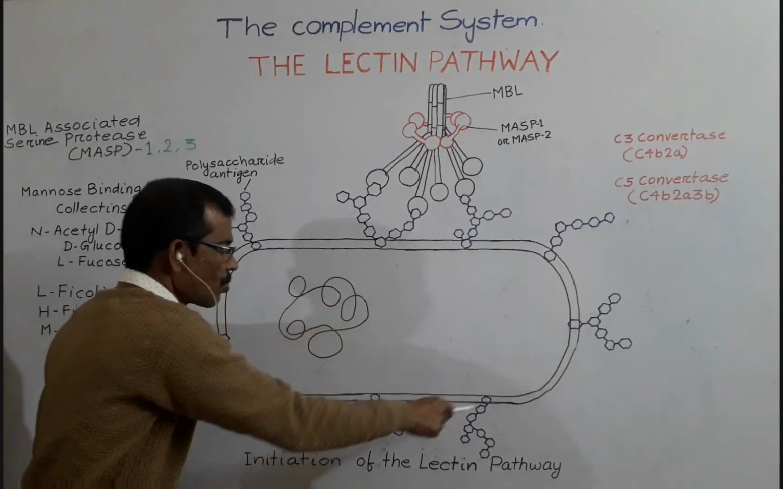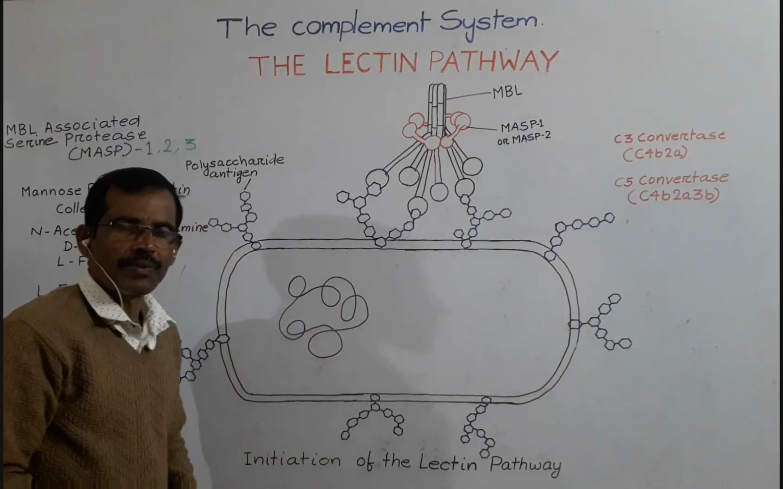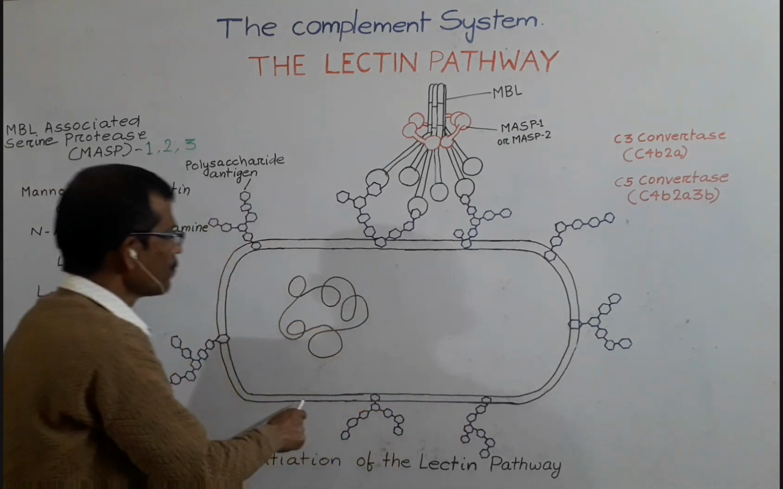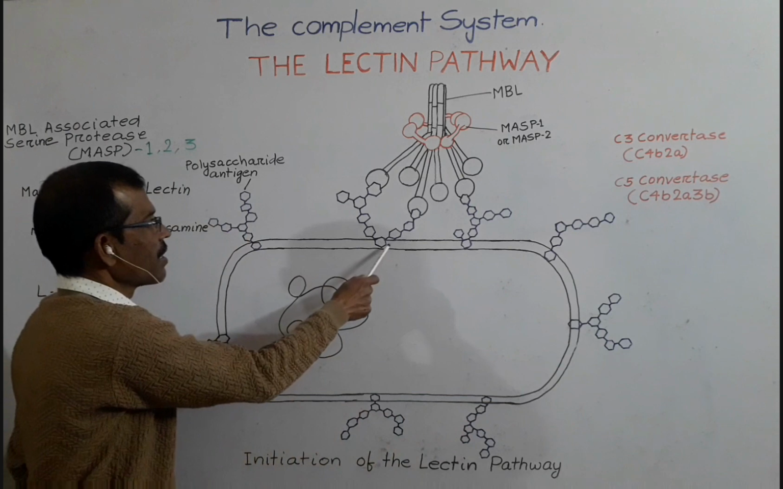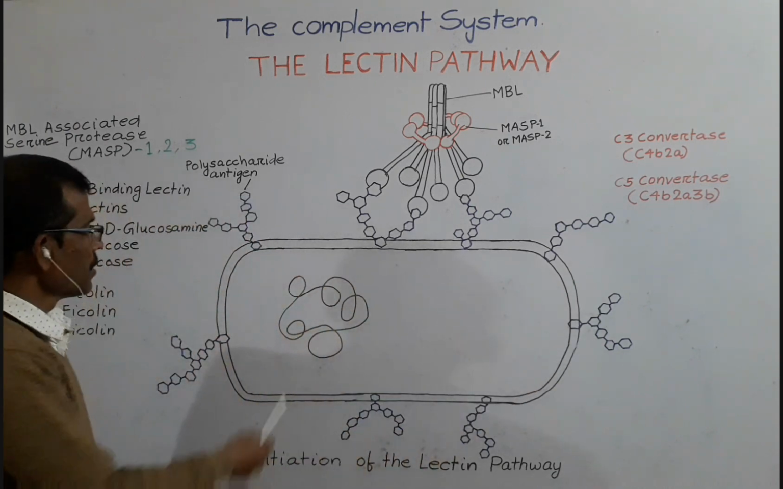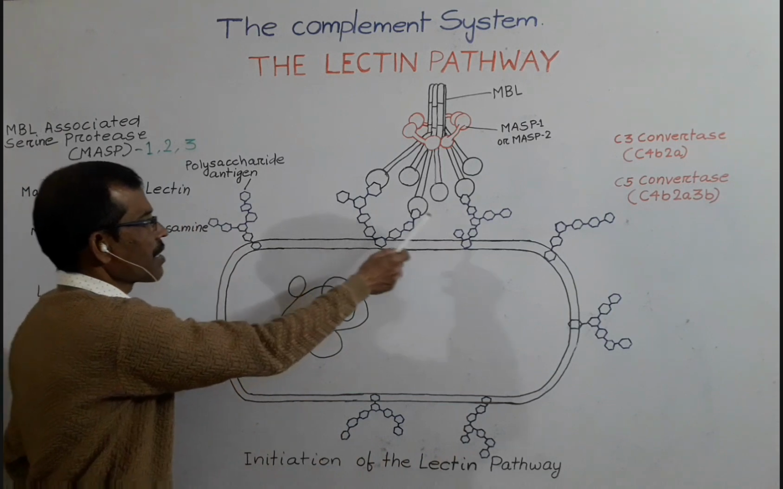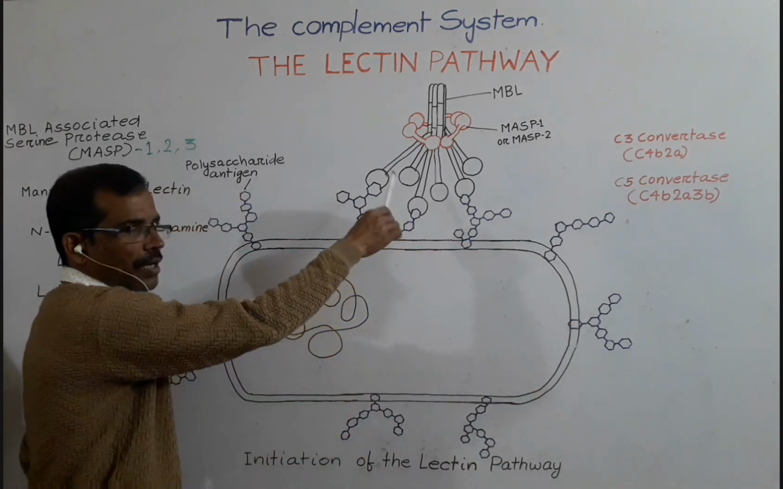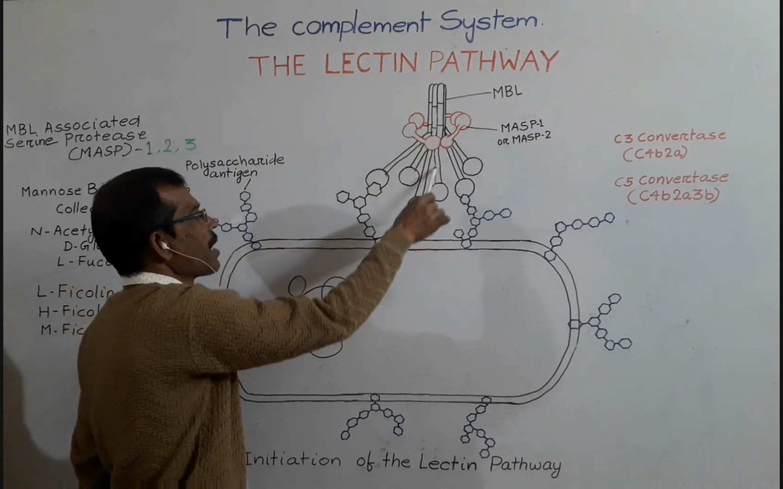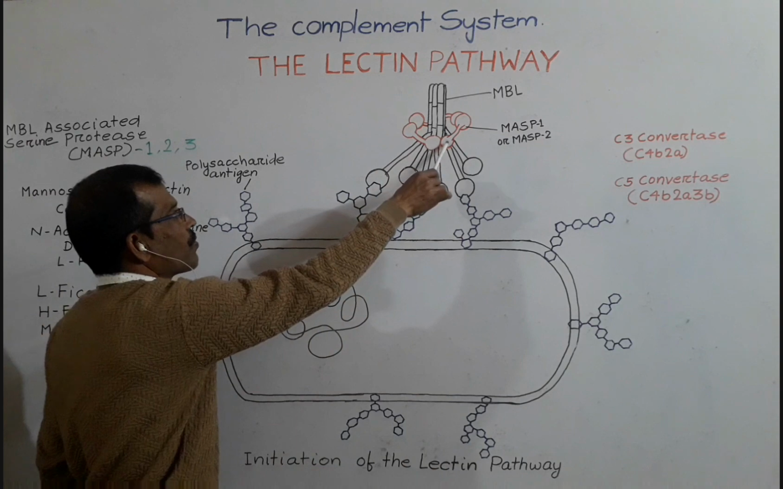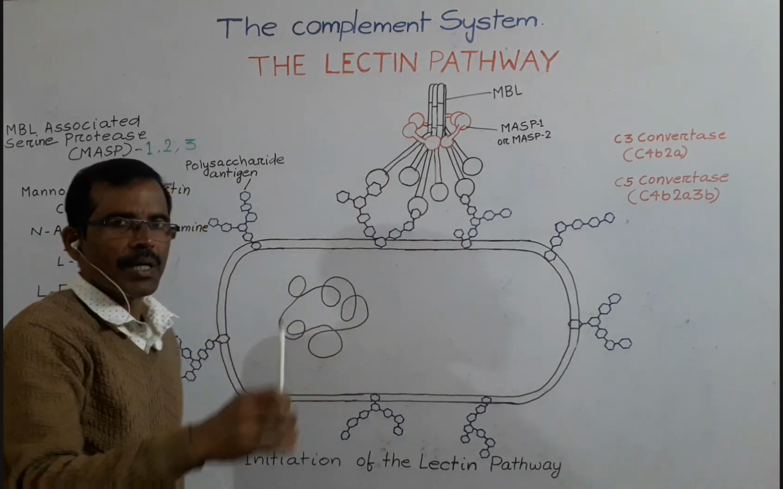This figure shows the initiation of the lectin pathway. This is a microbe, and on its surface there are a number of polysaccharide antigens. The mannose residues present in those polysaccharide antigens are recognized by the mannose binding lectins, and these are the molecules of MASP1 or MASP2.